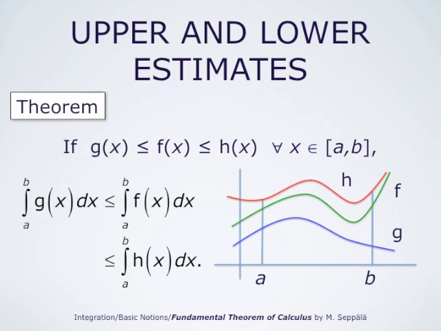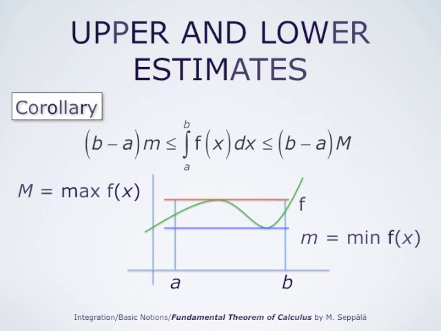As a preparation for the main result, observe that if the functions g, f, and h satisfy g of x is at most f of x is at most h of x for all x between a and b included, then the integral of g of x dx over the interval from a to b is at most the integral of the function f, and that is at most the integral of the function h. If these functions are non-negative, then these integrals correspond to areas of domains. And the double inequality is completely obvious because the domain under the graph of g is fully contained in the domain under the graph of f, and that is, on the other hand, fully contained in the domain under the graph of h. But this double inequality is valid regardless whether these functions are positive or negative. It suffices that they are defined and continuous.